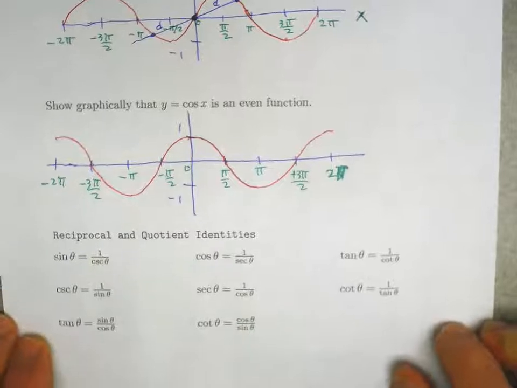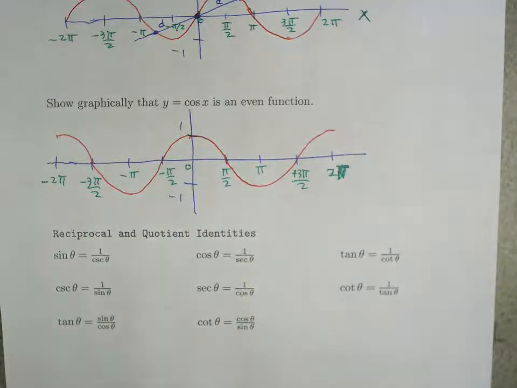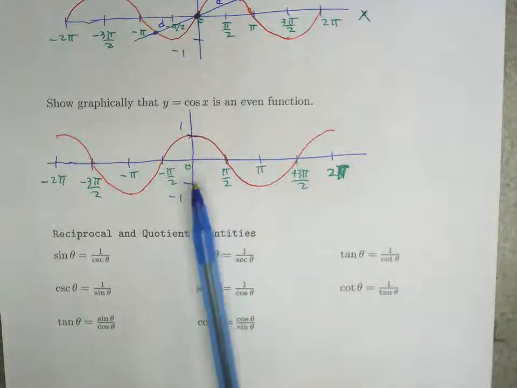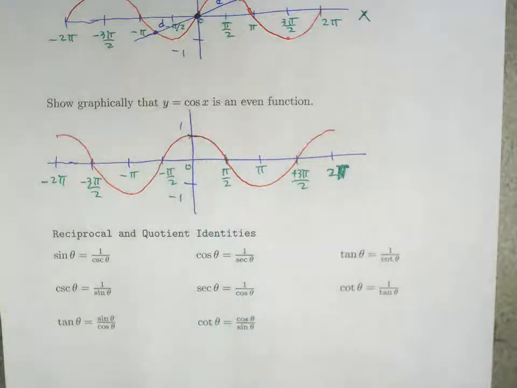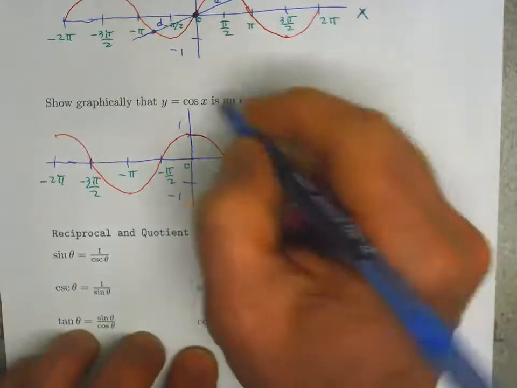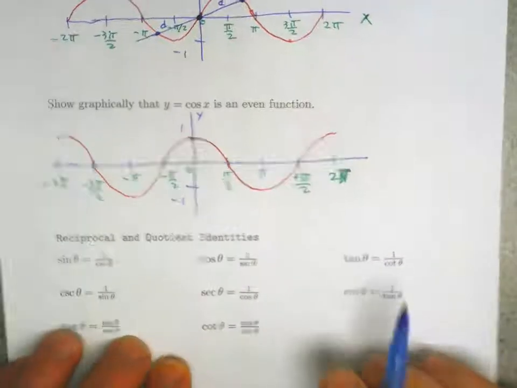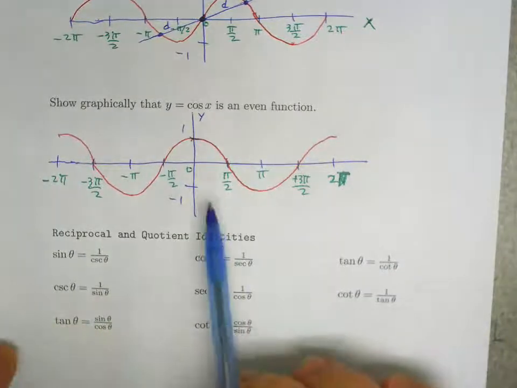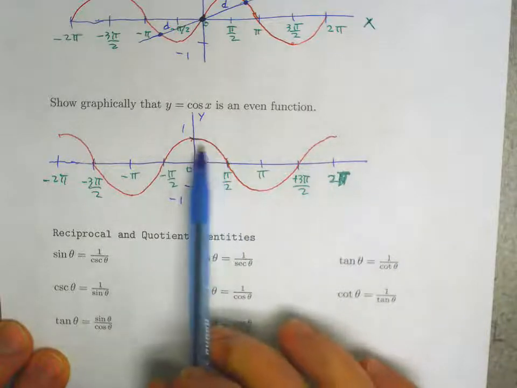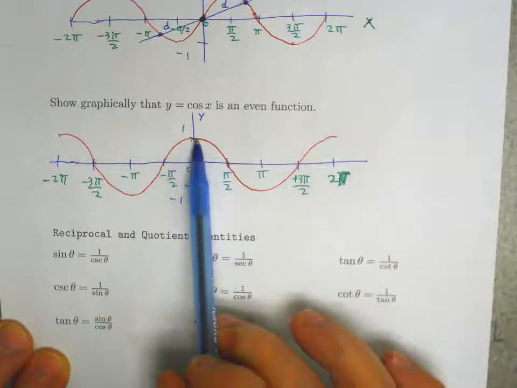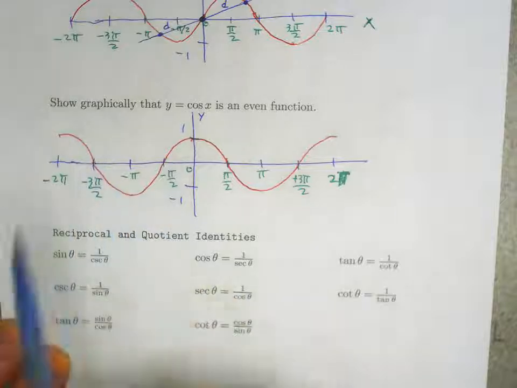Okay, so what does it mean graphically for a function to be even? Well, it means that the graph is symmetric with respect to the y-axis. So the y-axis is like a mirror. It reflects the graph that's on the right, and it reflects it exactly to the left.